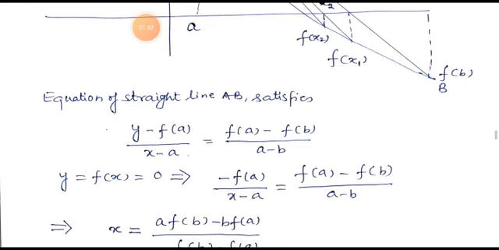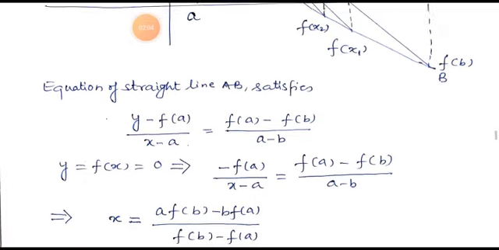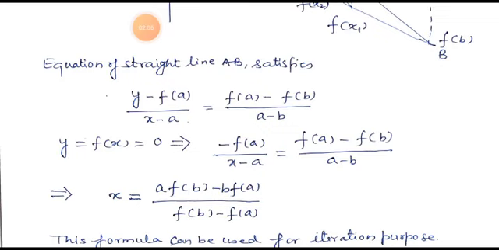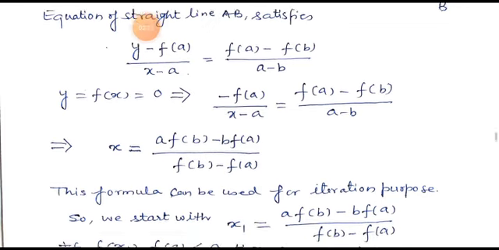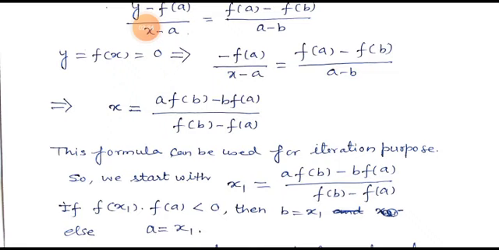So equate the equation and putting the value of y equal to 0, we get minus f(a) upon (x minus a) is equal to (f(a) minus f(b)) upon (a minus b). After transforming the terms and solving this equation for the value of x, we found x is equal to (a f(b) minus b f(a)) upon (f(b) minus f(a)). So this formula can be used for iterative purpose.